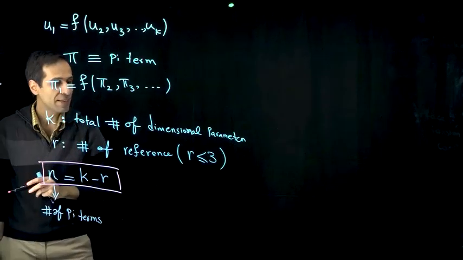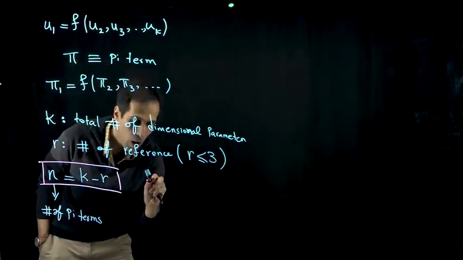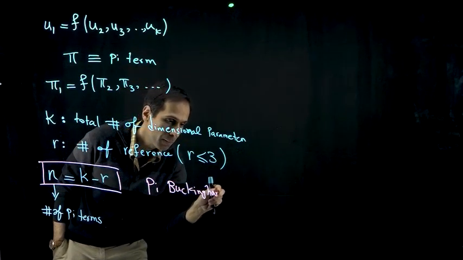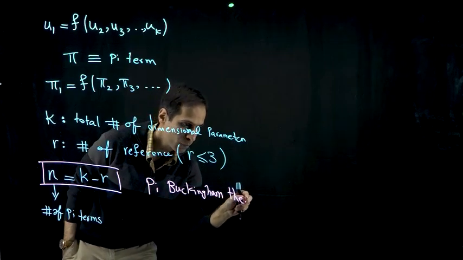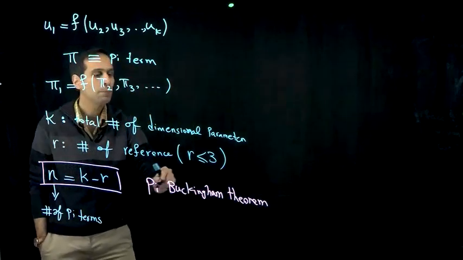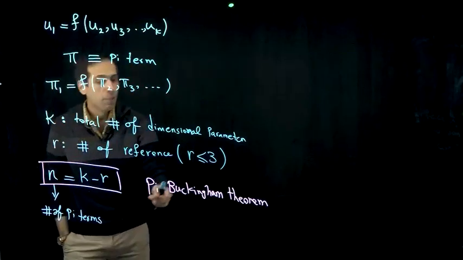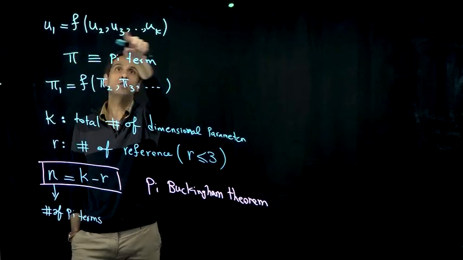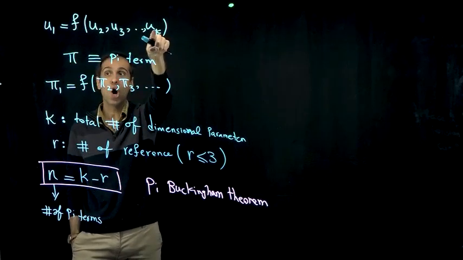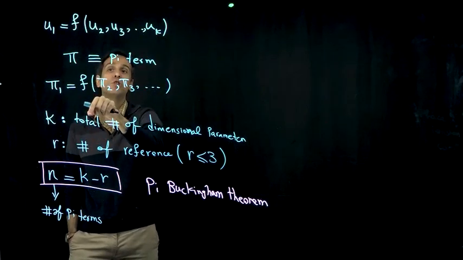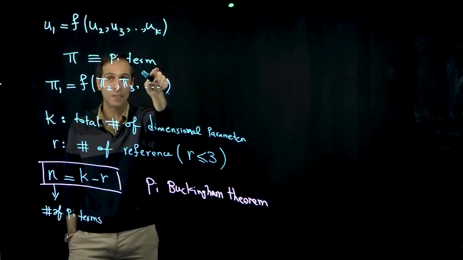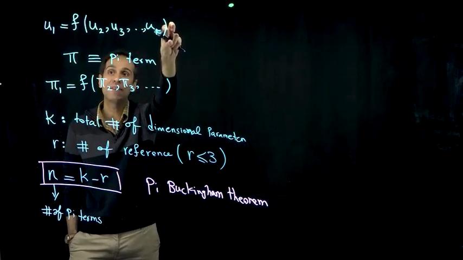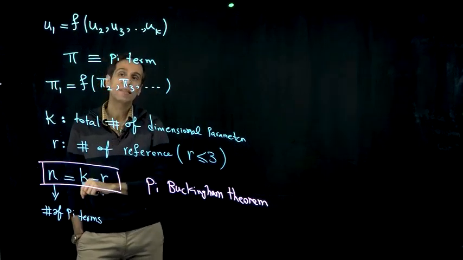This outcome is addressed as the pi Buckingham theorem, or sometimes shortly Buckingham theorem. So the pi Buckingham theorem answers this question: if such a relationship is given, how many dimensionless parameters, or how many pi terms, can I generate out of these given dimensional parameters? That's this value.